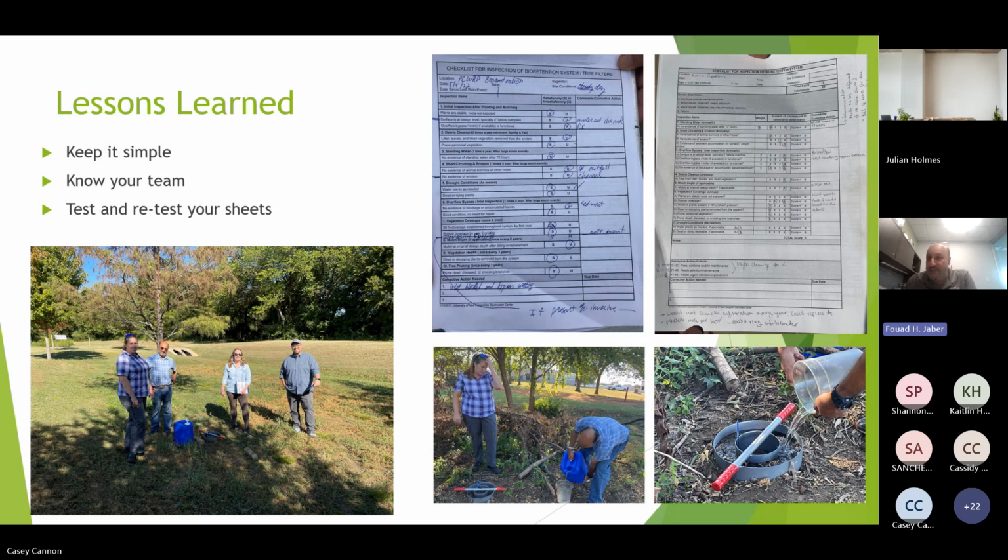And here are some tests that we did. We tested the infiltration in the system to see if the infiltration rate is acceptable. This is a double ring infiltrometer.